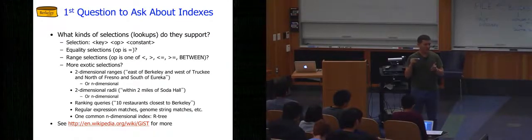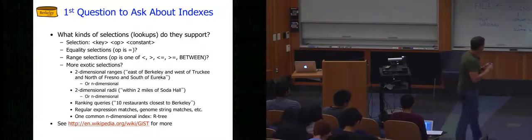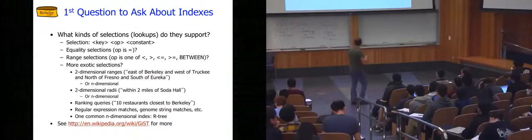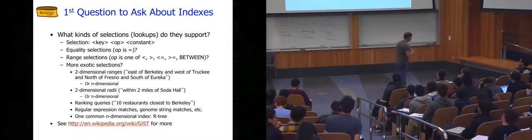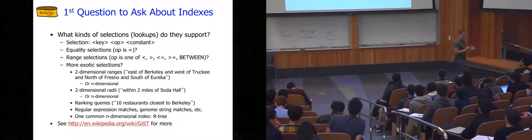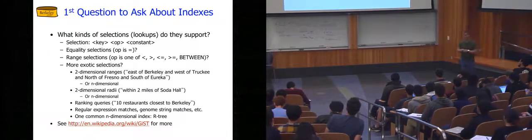I did a bunch of research on this early in my career. A little less popular now. A lot of it's been kind of picked over. One common n-dimensional index that you see in databases is called an R tree. It's a sort of 2-dimensional version of what we'll learn, which is a B+ tree.